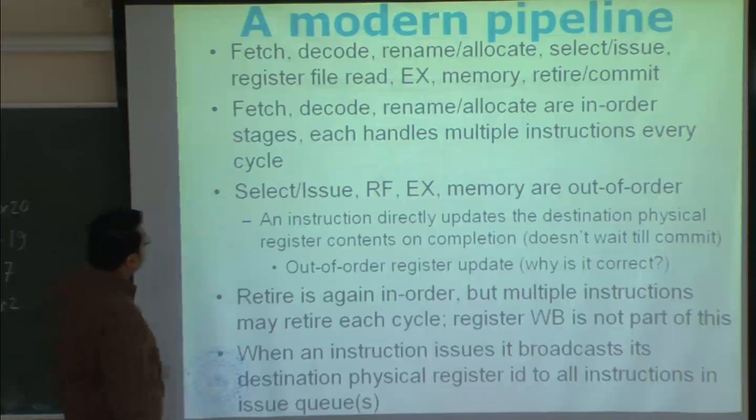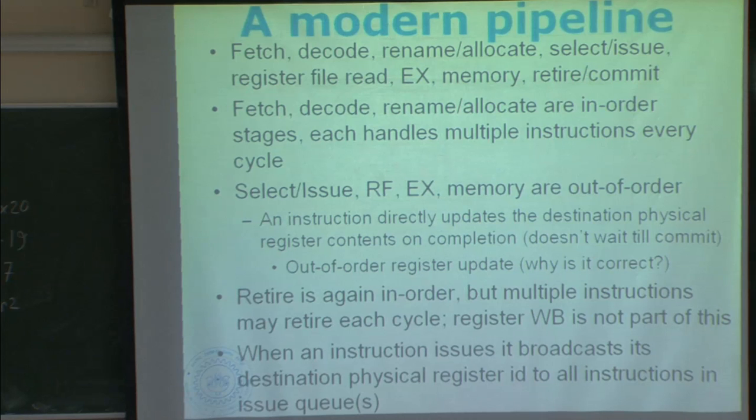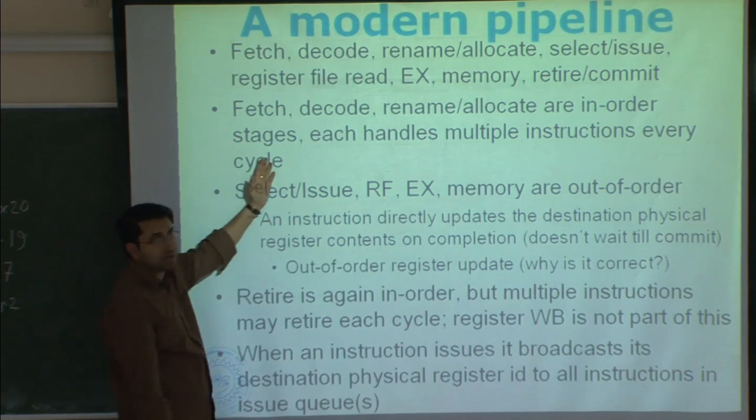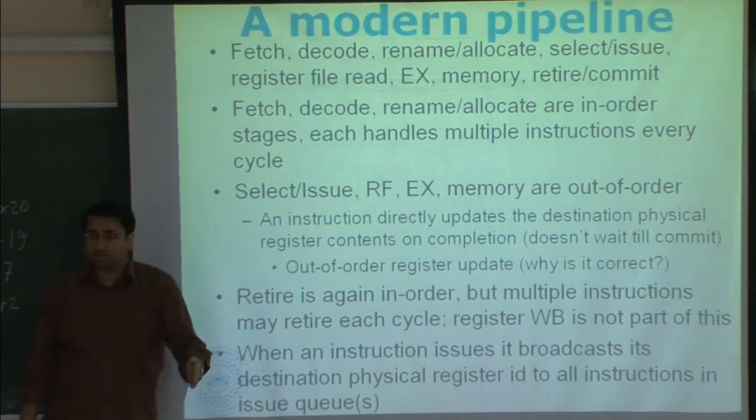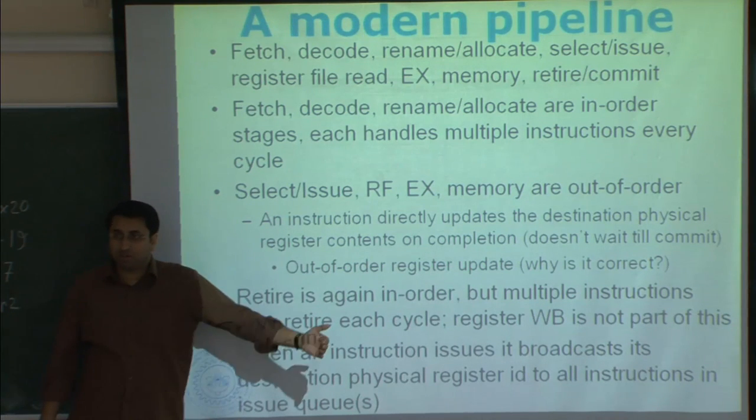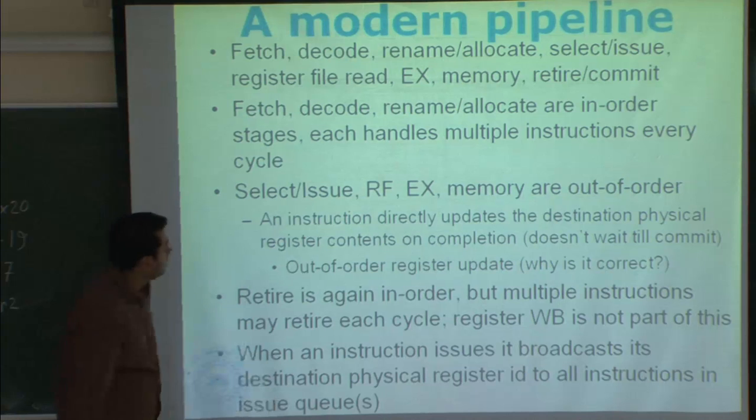So fetch, decode, rename, allocate are in-order stages. Each handles multiple instructions every cycle, meaning that here you go sequentially: fetch a bunch of instructions, decode all of them, rename all of them, allocate all of them. All right.